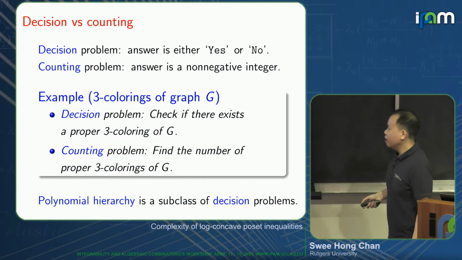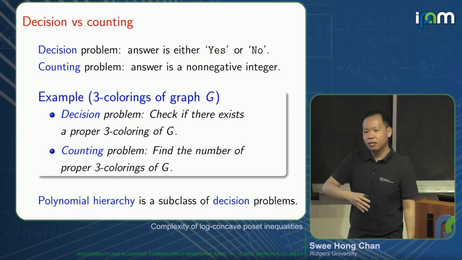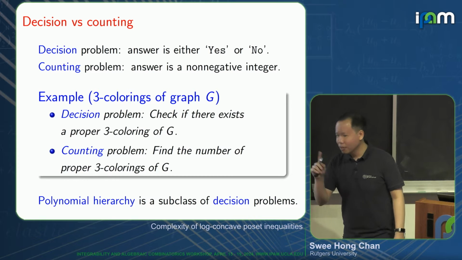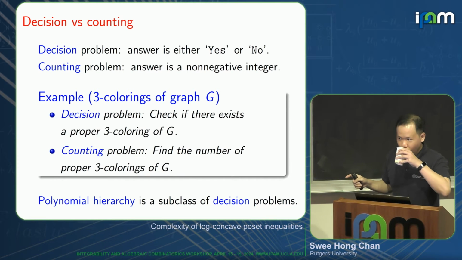And our polynomial hierarchy will be a subclass of decision problems. It will be a question that is either yes or no. Again, you are not allowed to say maybe.